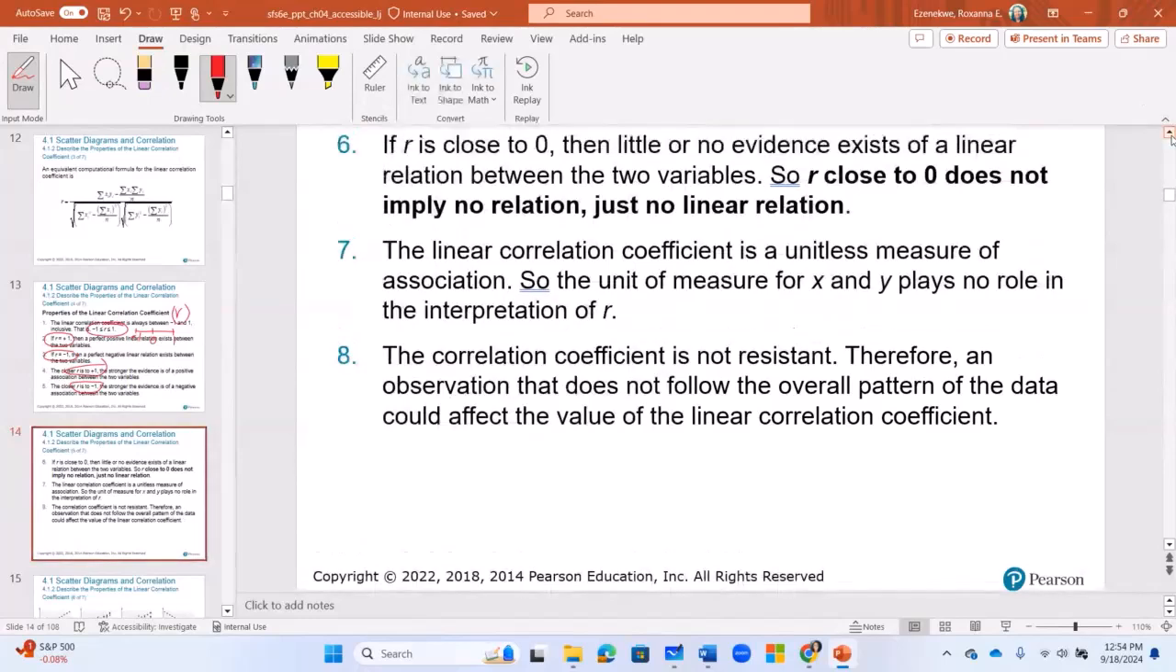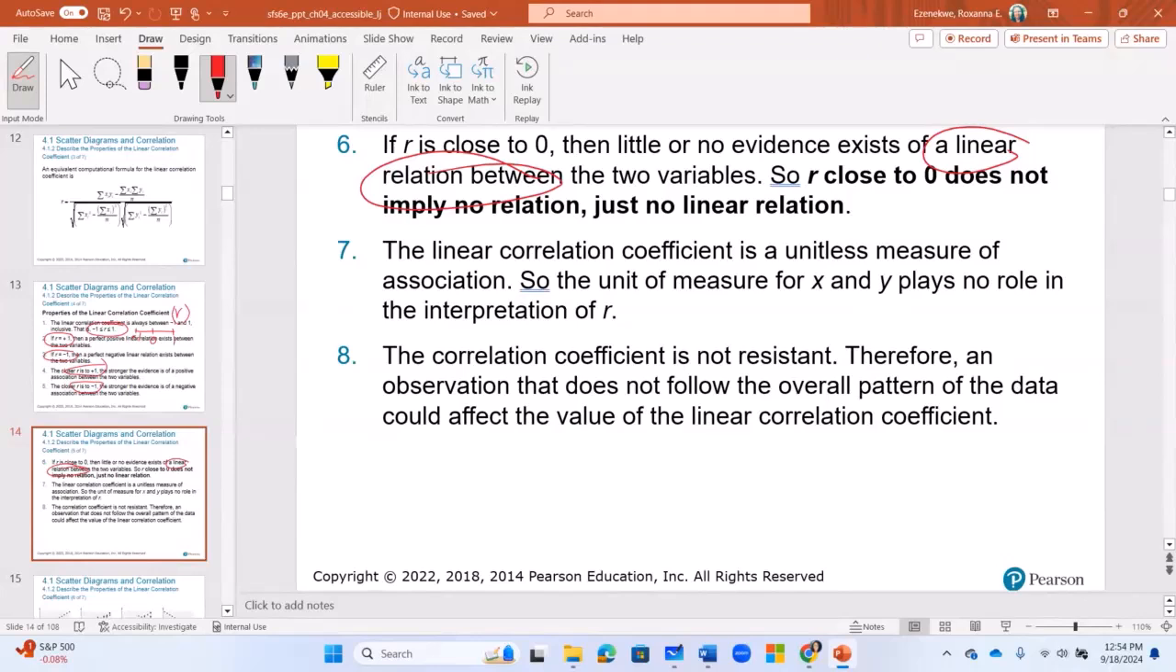If R is close to 0, I already said that, then there's little or no evidence of linear relationship. Remember, you must put linear there. Because if there is no linear relationship, there could be another relationship. There could be quadratic, cubic, quartic, sinusoidal.